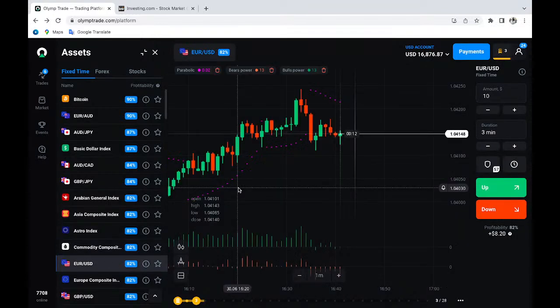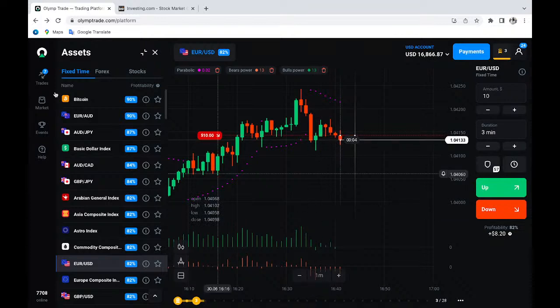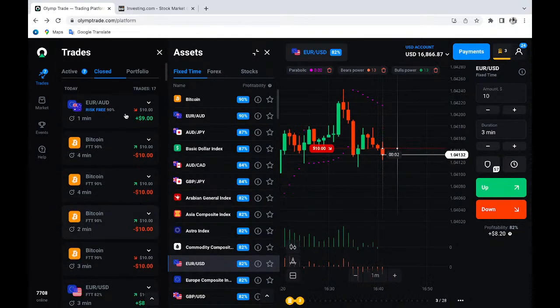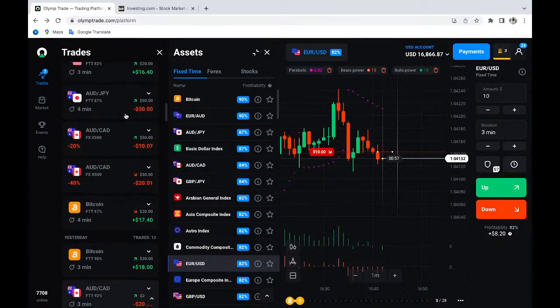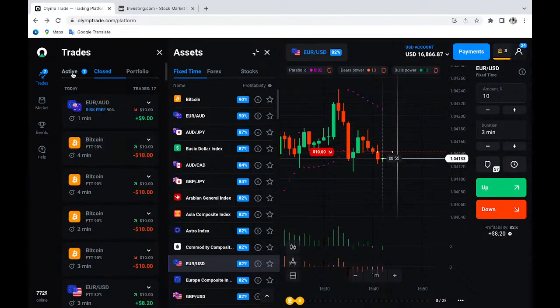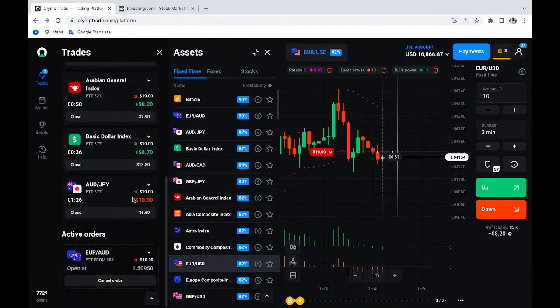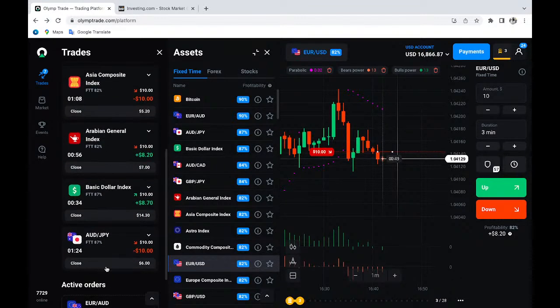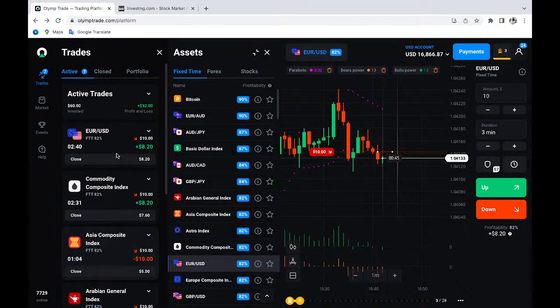Now let's check with Euro USD. Okay, it's down. We can go with this as well. Not a bad signal. I have opened 7 trades total, and these were my previous trades, as you can see. Most of the time they are giving me good results. Now let's check here. As you can see, Euro Australian dollar is a pending order. Australian JPY, dollar index, Arabian general index, Asia composite.